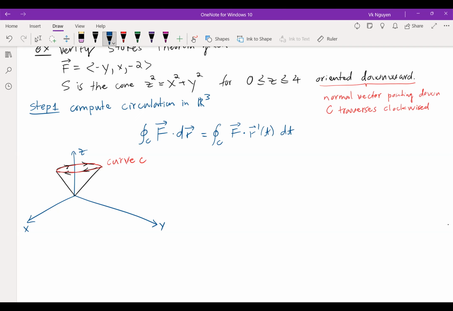Okay, so now let's parameterize this. I'm going to parameterize the curve C. Now, how do you parameterize the curve C? It is x equals, y equals, and z equals. The next step is where t goes from, well, there's the full circle, 0 to 2 pi.